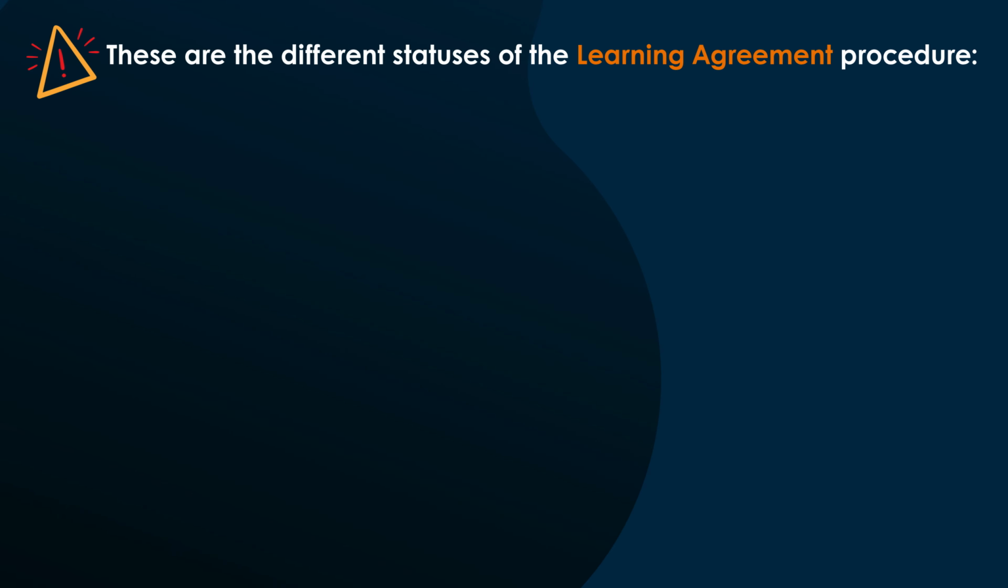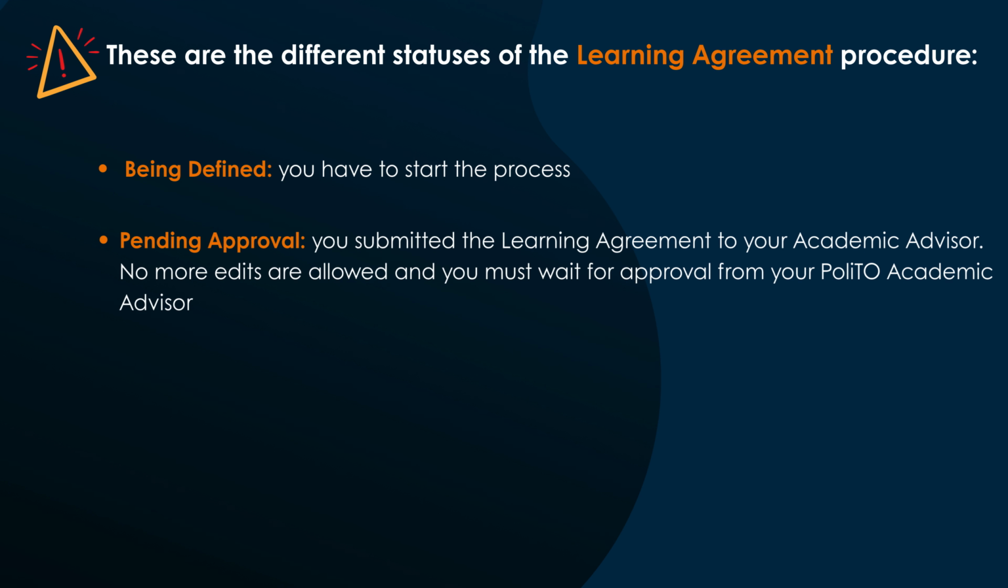These are the different statuses of the learning agreement procedure. Being defined, you have to start the process. Pending approval, you submitted the learning agreement to your academic advisor. No more edits are allowed and you must wait for approval from your PoliTo academic advisor. Approved. The process is completed.